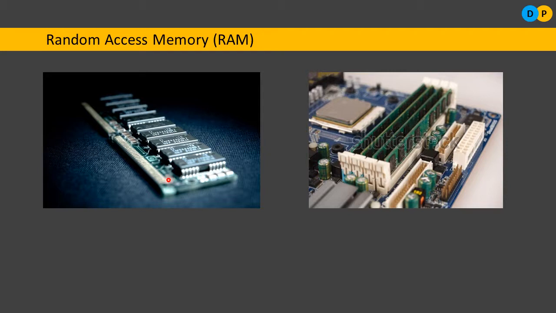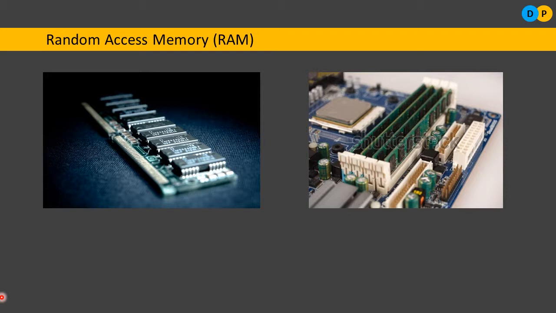Now talking about the primary memory, there are two different types of memory. The first one is RAM, also referred to as random access memory. So what is this random access memory? Random access memory, or RAM, is also referred to as the main memory of the computer. Why is it called so? Because if the CPU executes any instruction or data, a copy of that instruction needs to be present in RAM.